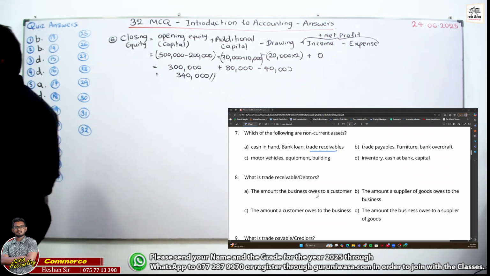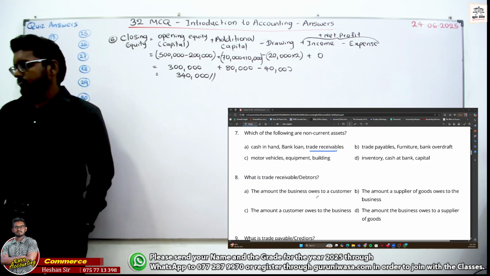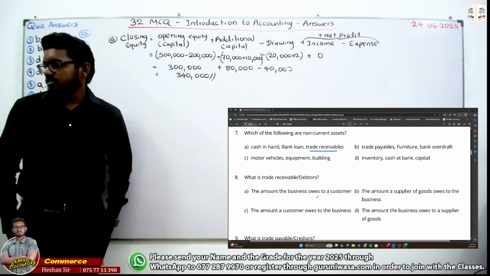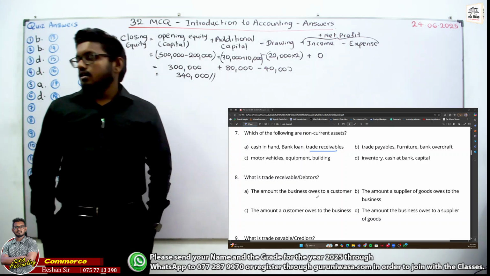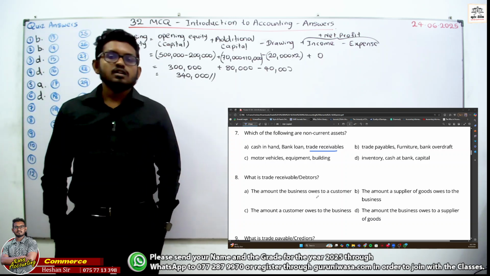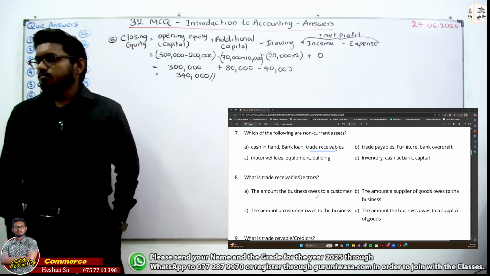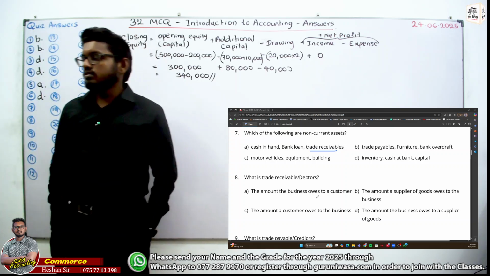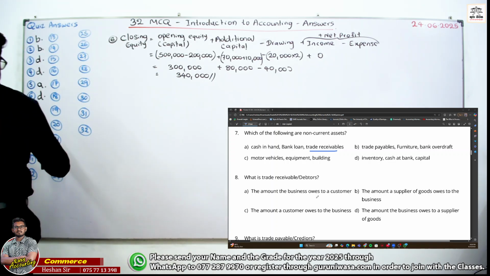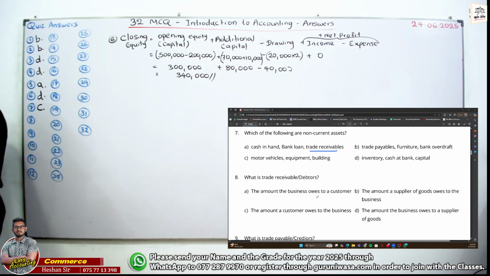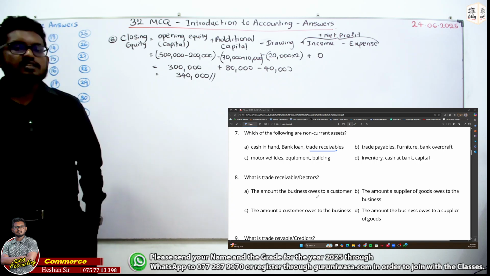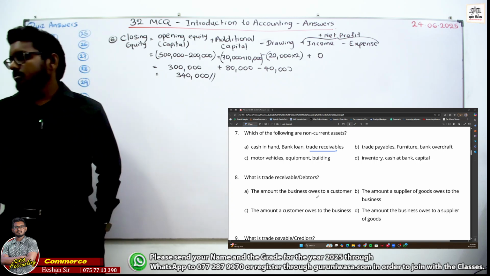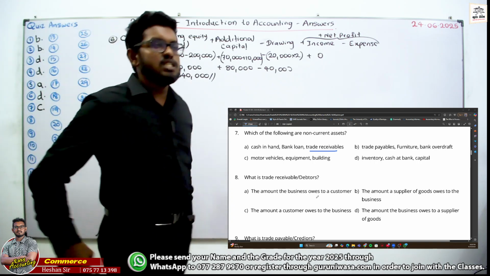Trade payables, current liability. Furniture, non-current assets. Bank overdraft, current liability. Motor vehicle, equipment, building, all three are non-current assets. So the answer is C. Inventory, current asset. Cash at bank, current assets. Capital, equity.